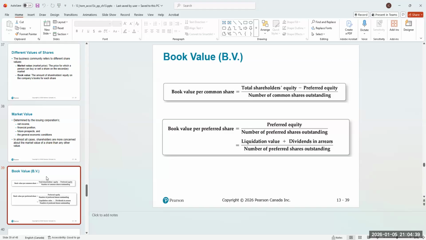Liquidation value: if we have to close those preferred shares, they're not going at the original amount that we got for them, but they might have an attached liquidation value. And if they have a dividend in arrears, we have to consider that one. And then we get the number of preferred shares outstanding. How are we going to get the book value for the common shares? First, we take the total shareholders' equity. We deduct preferred equity. And then we see how many common shares we have outstanding at the moment. That determines the book value of the common shares.